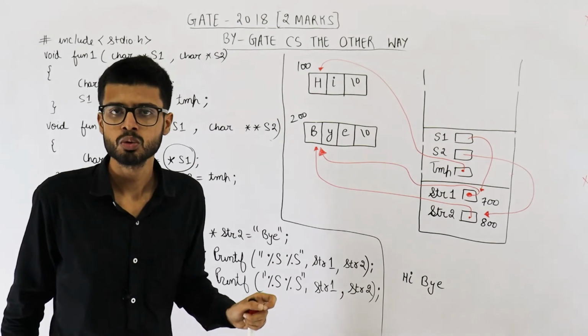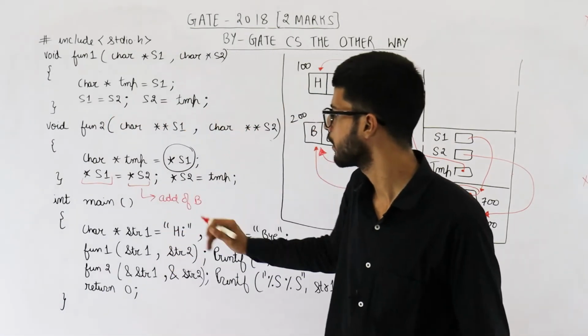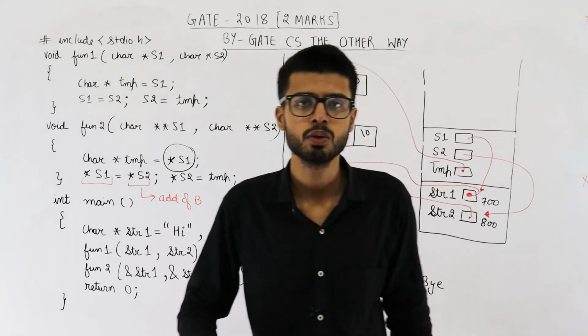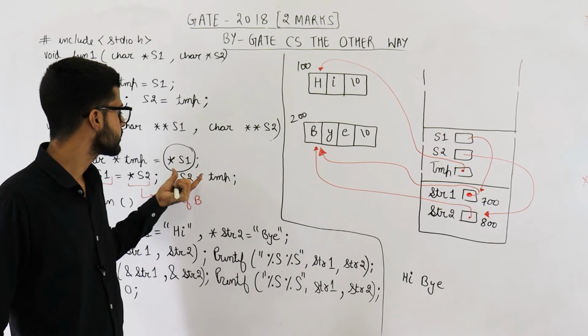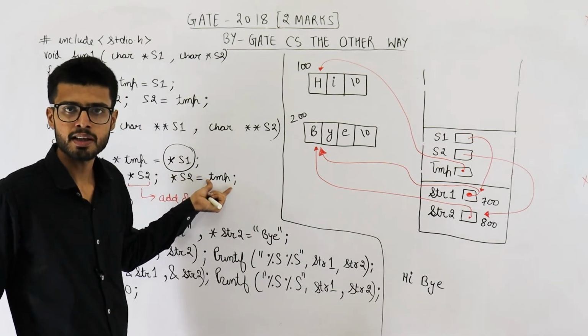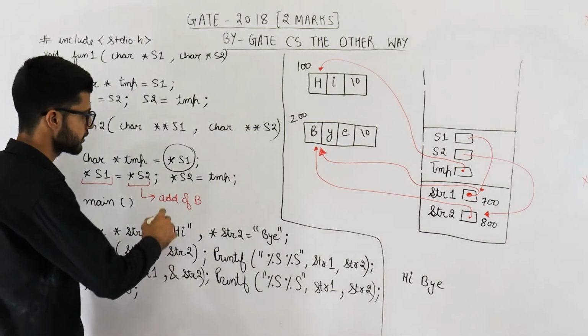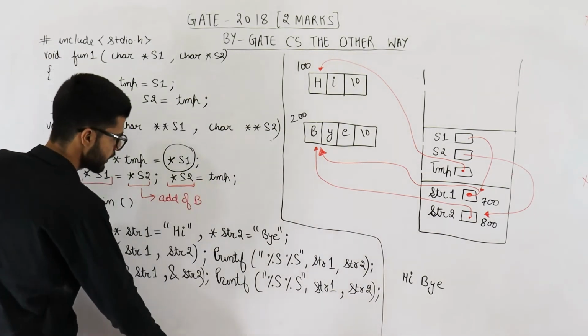If you haven't understood any point, just rewind the video. I have carefully explained each and everything. Okay, now let's move on to the next line. Next line says, tmp is assigned to this. What is tmp? tmp is a pointer, so it will contain some address. That means you are assigning some address to this. First of all, let me erase this.